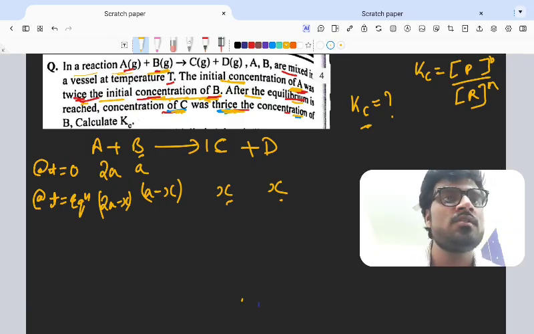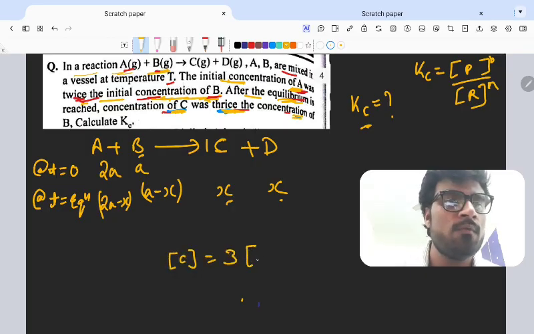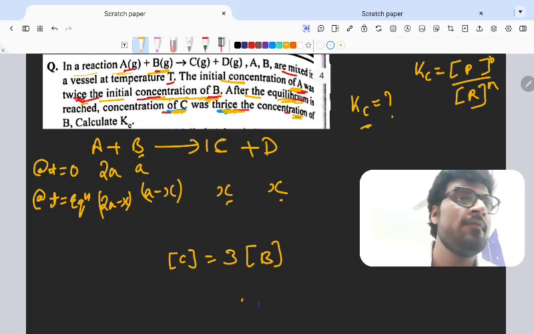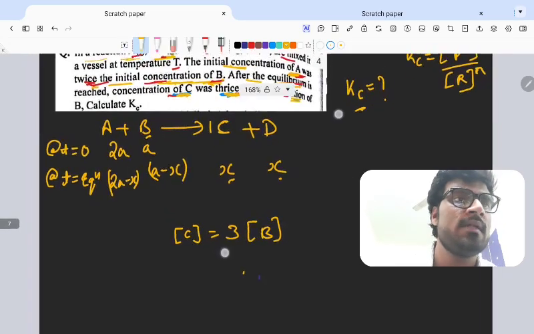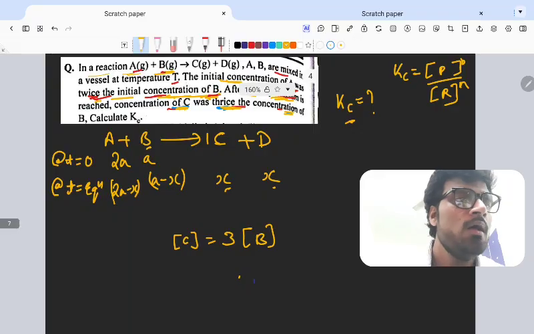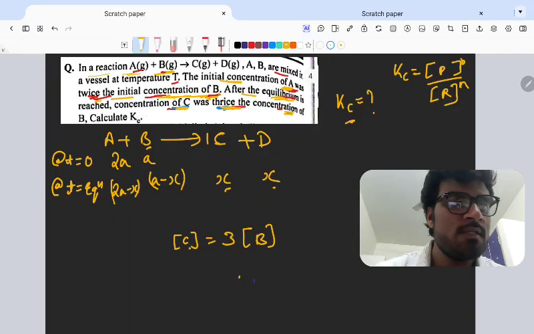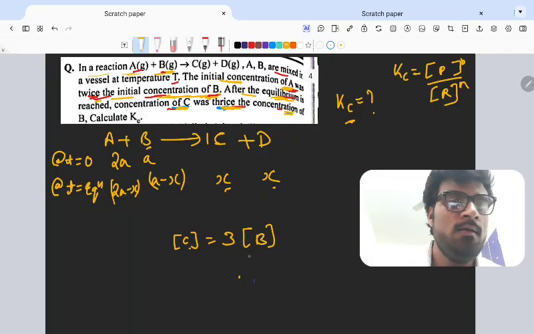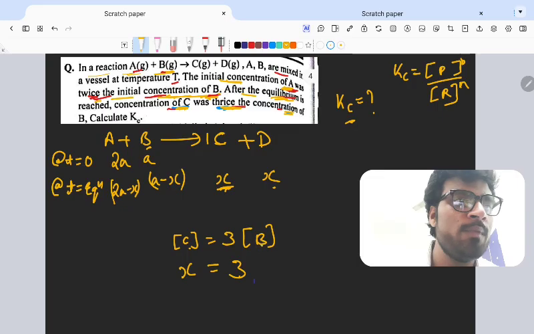And what is the question saying? After the equilibrium is reached, the concentration of C was thrice the concentration of B. It means the concentration of C is 3 times the concentration of B. They have asked for Kc, and this is all the information that they have given me. At equilibrium, the concentration of C is 3 times that of B. Everyone can see the concentration of C at equilibrium is x. It means x is equal to 3 times B. And B at equilibrium is a minus x. Very good.